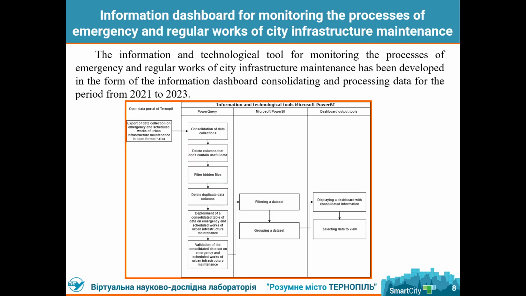The information and technological tool for monitoring the processes of emergency and regular works of city infrastructure maintenance has been developed in the form of the information dashboard, consolidating and processing data for the period from 2021 to 2023. The diagram of the processes of consolidation, analytical processing, and visualization of open data sets on emergency and regular works of the city infrastructure maintenance is developed. The availability of data sets and collections makes it possible for the citizens to monitor the processes of emergency and regular works of the city infrastructure maintenance due to the information dashboard, which is presented on the next slide.